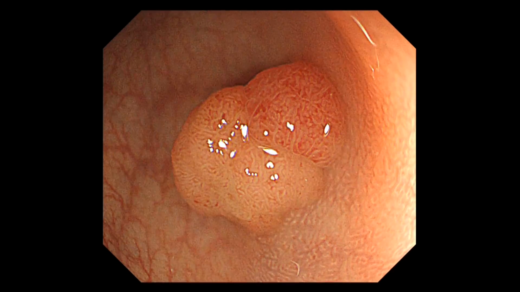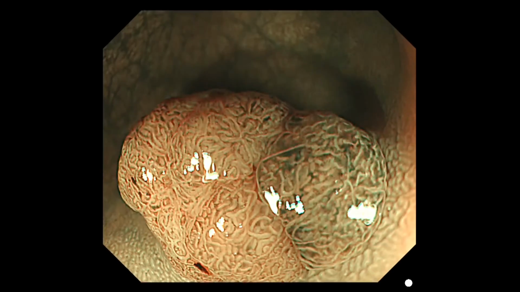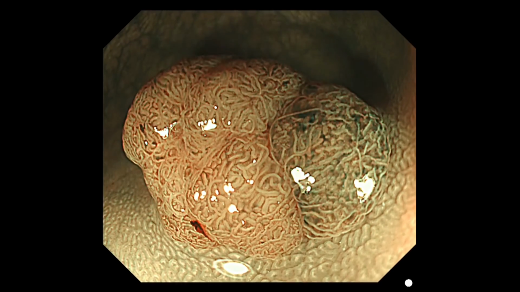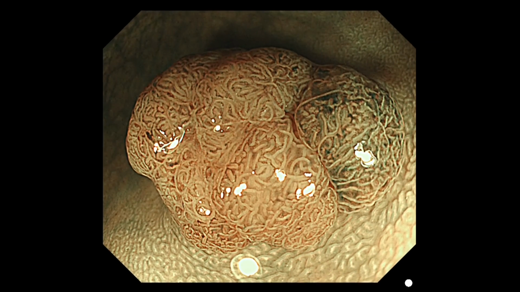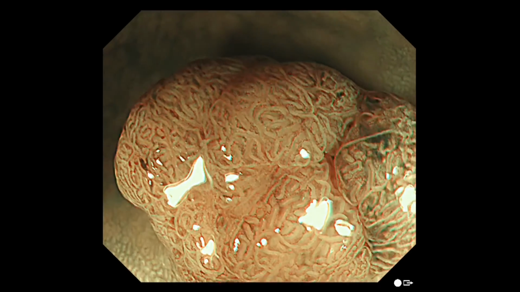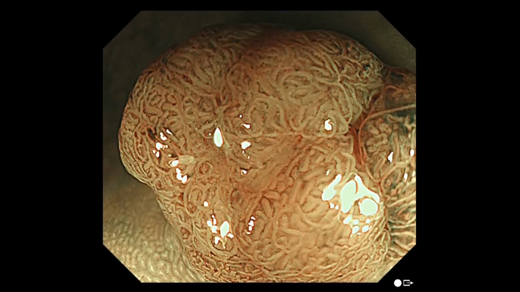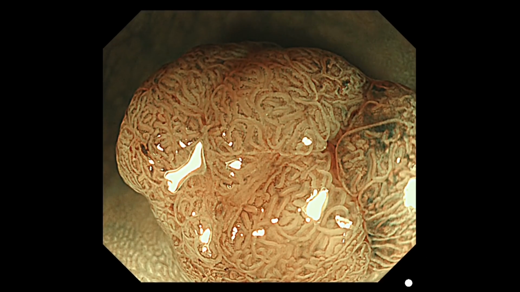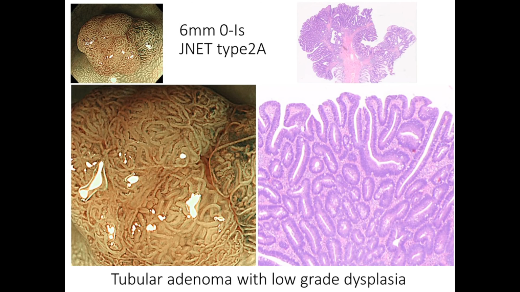This is a sessile polyp 6 mm in diameter. In magnifying NBI view, tubular and branched structures can be observed on its surface. Moreover, each microvessel has similar thickness and regular distribution, and is spiral in form. These are the typical findings of polypoid lesions for JNET Type 2A. EMR was performed on this polyp. The diagnosis for this polyp is tubular adenoma with low-grade dysplasia.